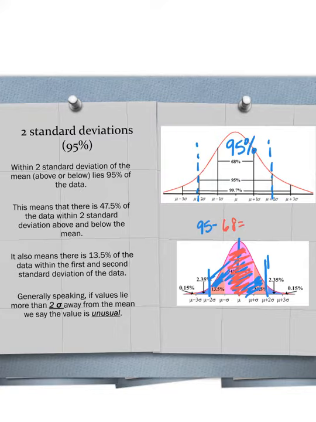get 27. But we know it's 27 split up amongst two tails, so we have to divide that by 2. So inside of here, we're going to get 13.5. So inside of here, we have 13.5 and 13.5. And again, that's because from this value here to here is 95%. But we already know that 68% of the value sits inside of here. So we take 95, subtract 68, get 27, cut it in half, that gives us 13.5.